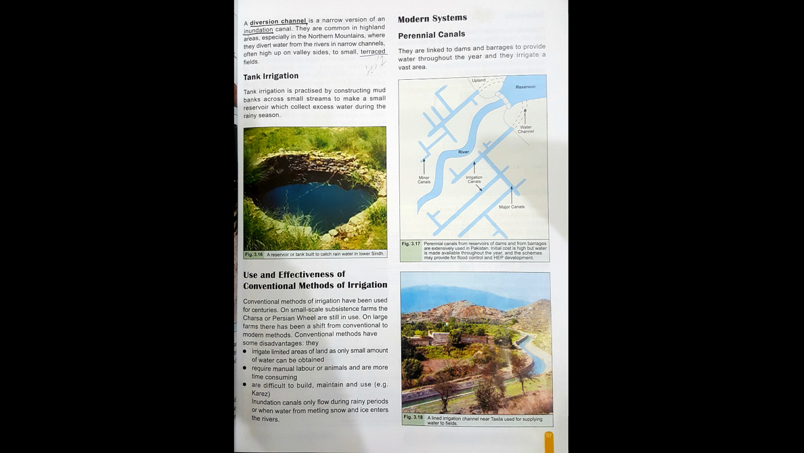So, these are only useful when the river is high enough. Tank irrigation. Tank irrigation is practiced by constructing mud banks across small streams to make a small reservoir which collects excess water during the rainy season.